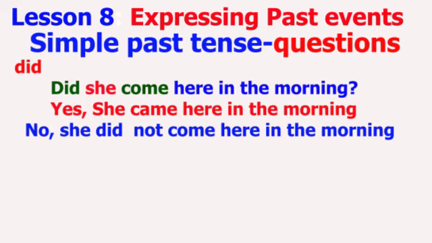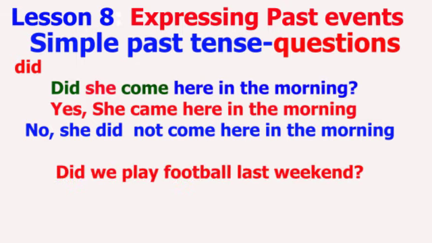Another sentence, for example, is: did we play football last weekend? Again, we are using did in asking questions, and then after did we are adding a subject, which can be a pronoun or a noun. Here it is a pronoun. We say we, did we, and then the verb is in its basic form, play. Okay, so we are saying did we play football last weekend?